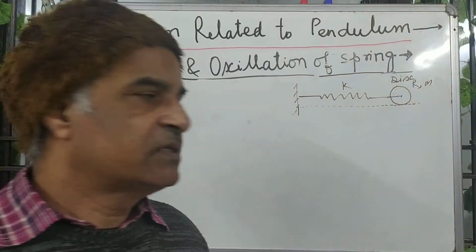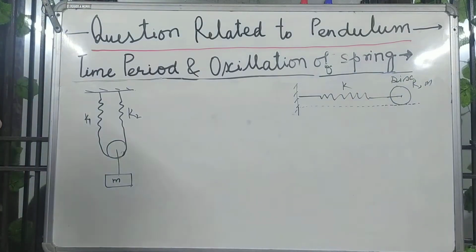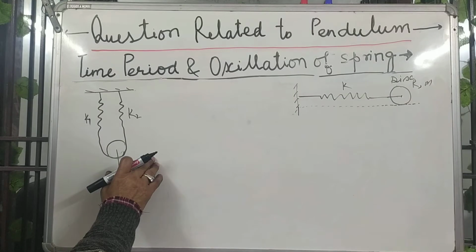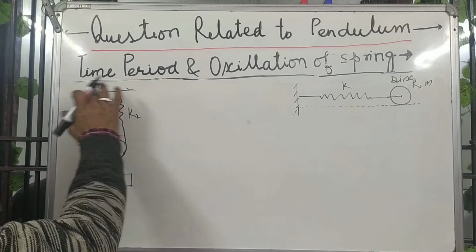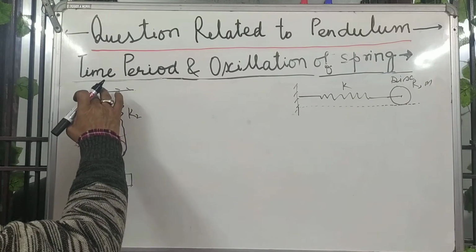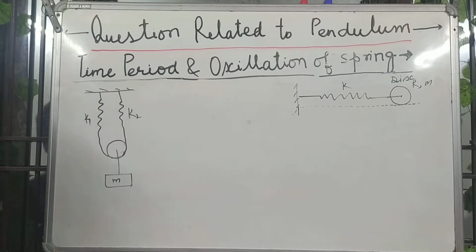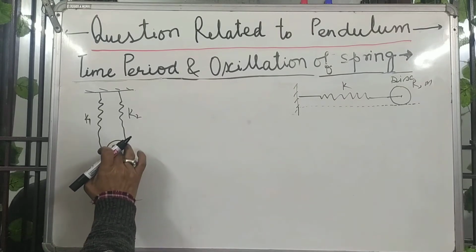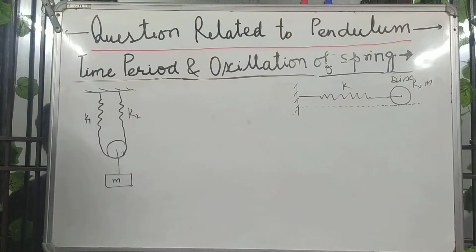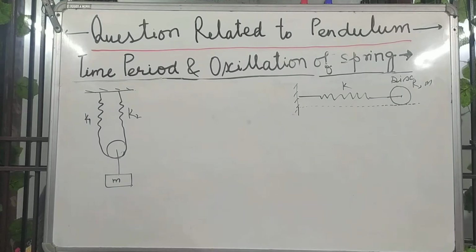Today we are going to study how to find the time period of this system. In this, this is fixed, and this is a spring of spring constant K1, and this is another spring of spring constant K2, and this is a mobile pulley and a mass M is hanging. In this you have to find the time period.